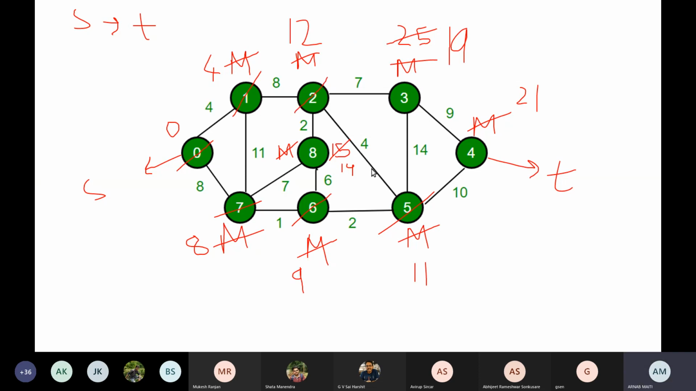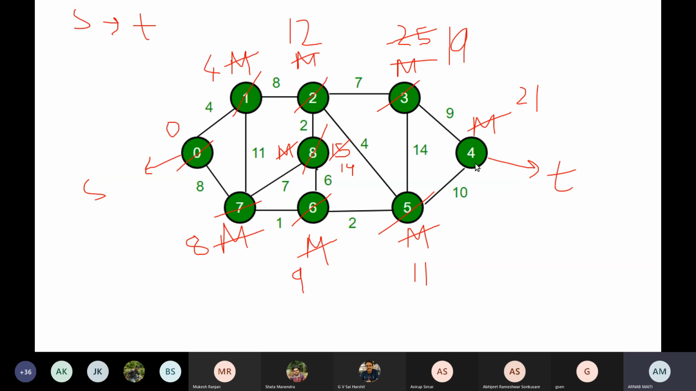Then we'll come to 14. There's nothing left to explore because all its neighbors are striked out. So we'll strike 14 out also. Next we'll come to 3 because the next smallest number is 19. So 19 plus 9 is 28, which is more than 21. That's why we'll not do anything to this number 21. And everything is explored, so we'll strike this out.